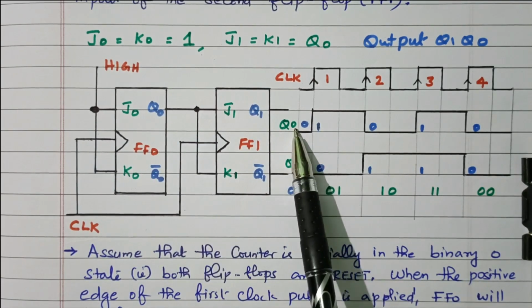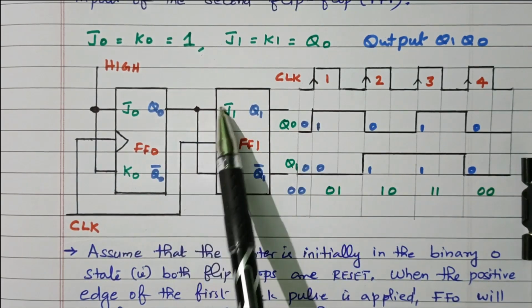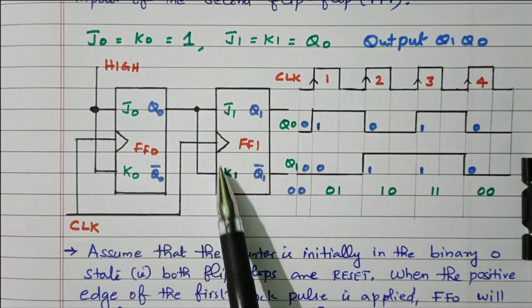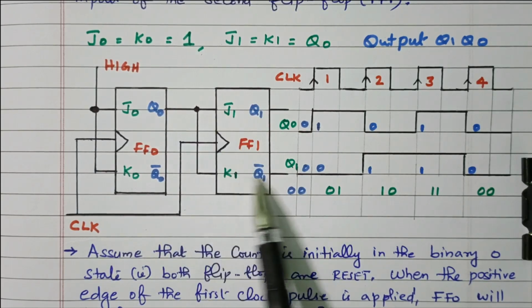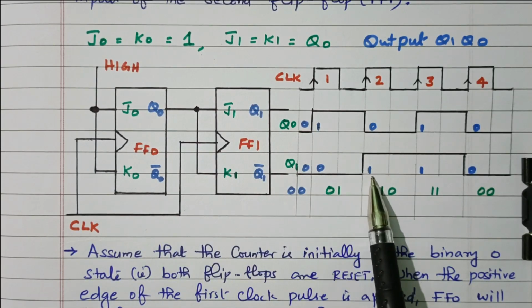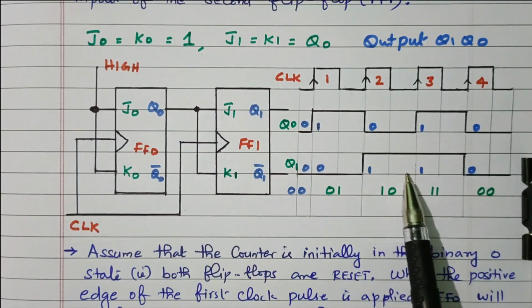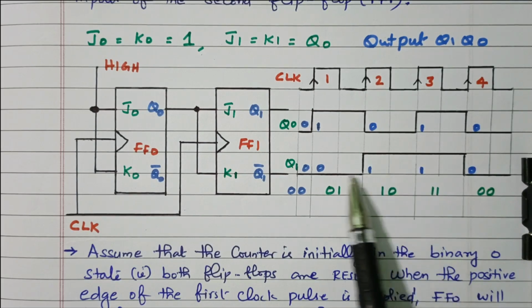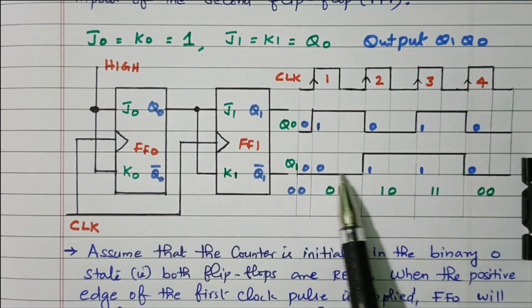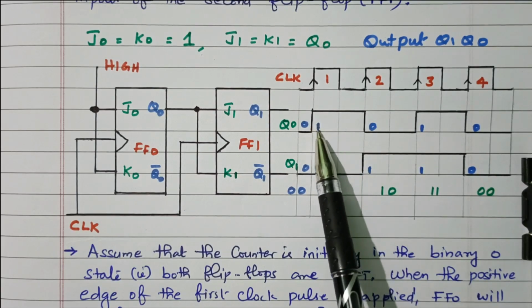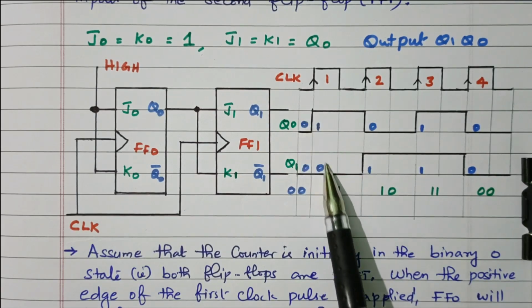Now this Q0 changes from 1, and 1 is applied to the second flip-flop. If 1 is applied, what happens? Toggle. So this 0 will toggle to 1 until the next clock pulse. Right? The same thing appears. Now the second flip-flop toggles from 0 to 1 because of this one. Earlier 0, due to 0, 0.